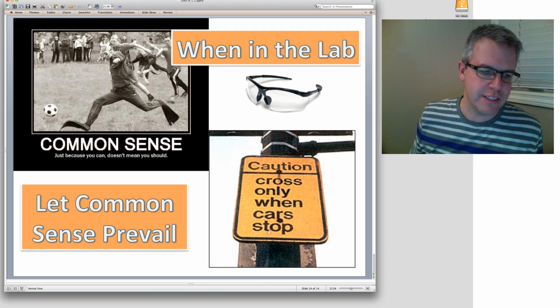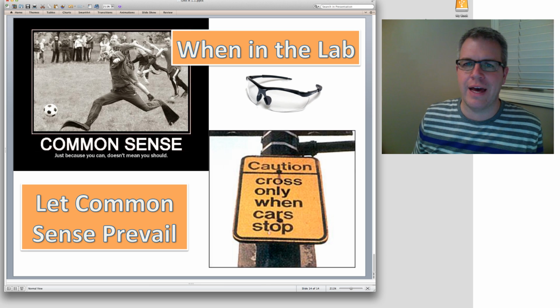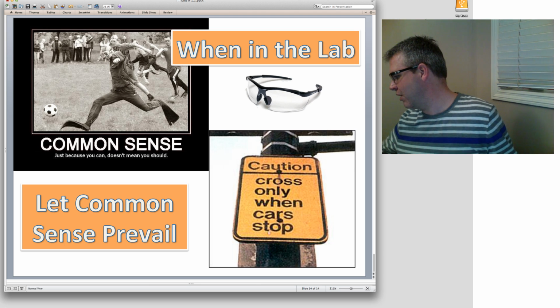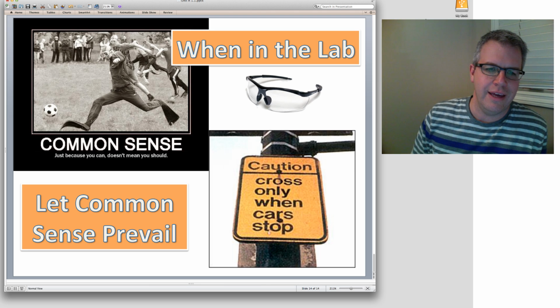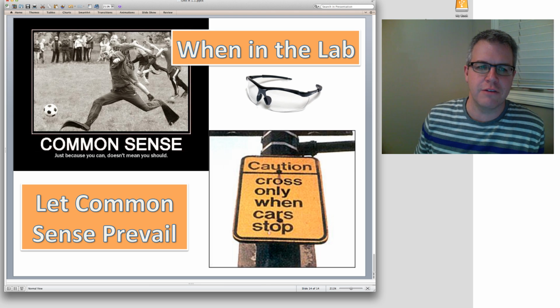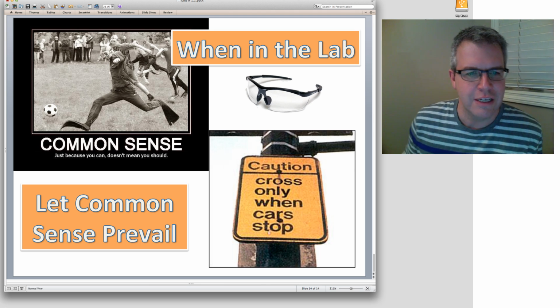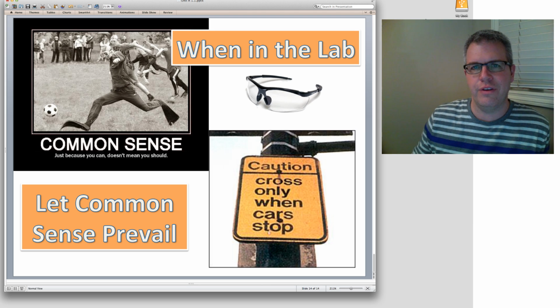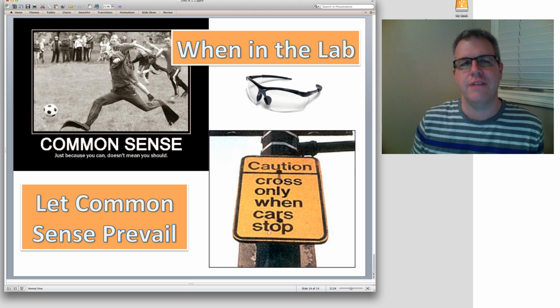So safety in the science classroom, and when we go to the lab, basically common sense is going to prevail. You're going to find there are a number of rules that are established, and they are on page 7 in your textbook. And again, let common sense prevail. And it says here in the picture, just because you can doesn't mean you should. And have caution, take care of yourself.